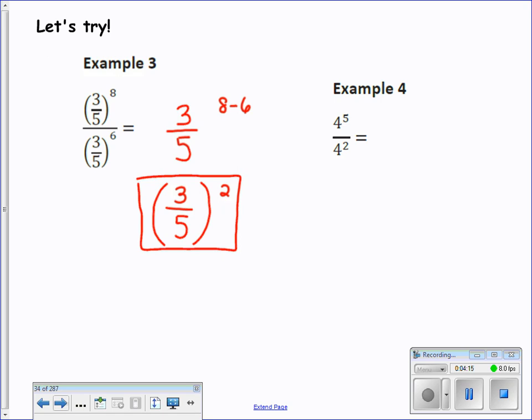When I look at example number 4, 4 to the 5th divided by 4 squared. My base of 4 is the same. Keep the base, subtract the exponents. 5 minus 2 would give me 4 cubed. And that would be my final answer for that one.